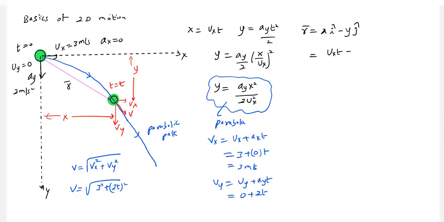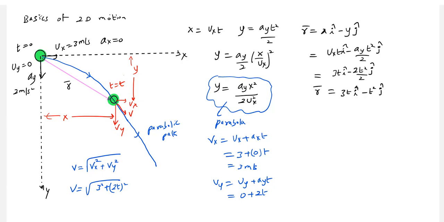Now, what is the value of y? y will be ay t square by 2. Now substitute this value. This should be equal to ux, which we assumed to be 3, so 3t, and ay is 2, so 2t square by 2. So 3t i cap and t square j cap. Like this we can write this in vector form: 3t i cap minus t square j cap.